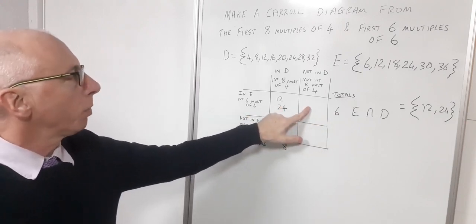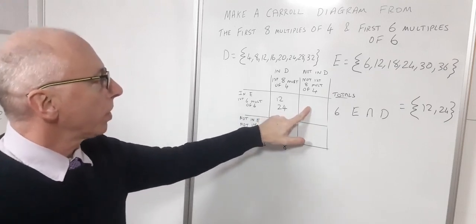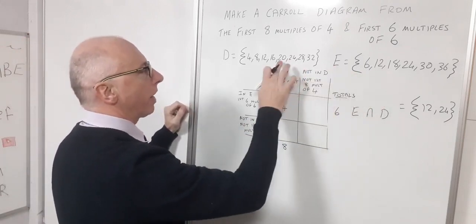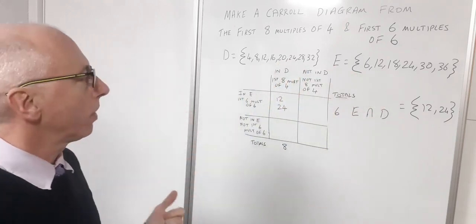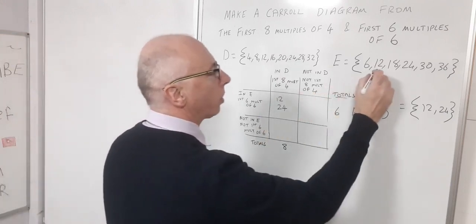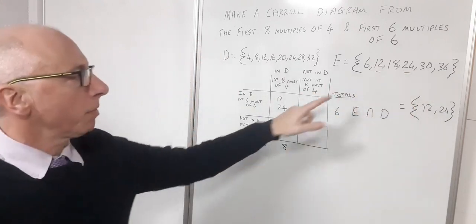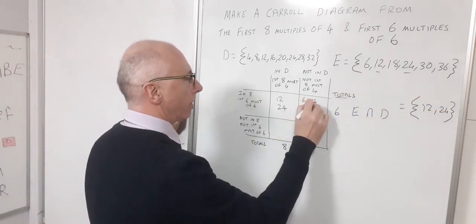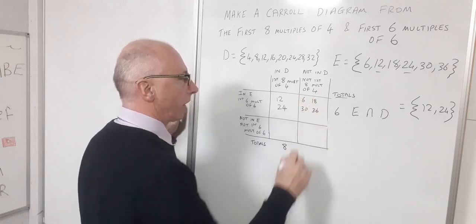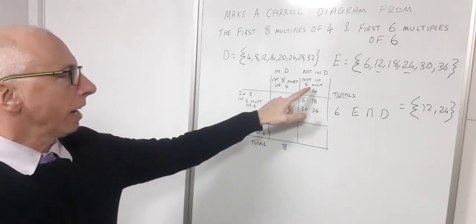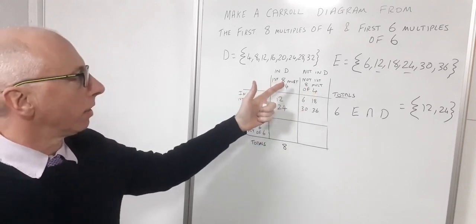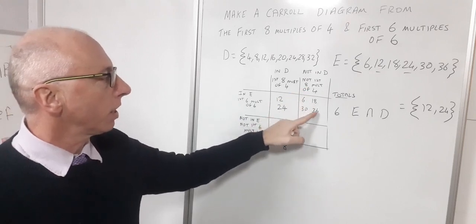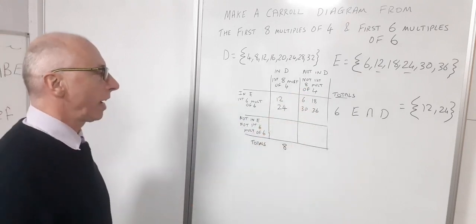So first 8 multiples of 4, but not in D. So not the first multiple of 4. So what's in here that is not in here? So let's have a look at that. So 12 and 24 is taken care of. So that leaves me with 6, 18, 30, 36. So 6, 18, 30 and 36. And just to check my working out, is not a multiple of 4. Sorry, is not one of the first multiples of 4. So 6, 18, 30 and 36. So that takes care of that.